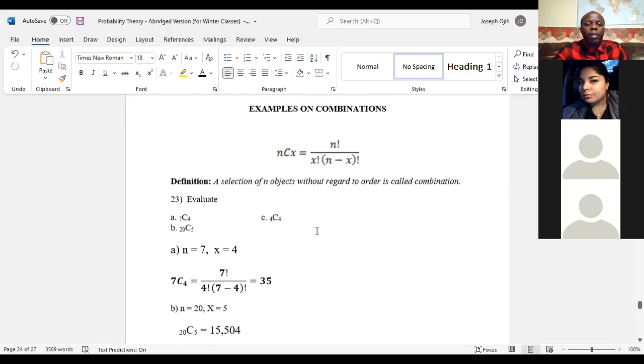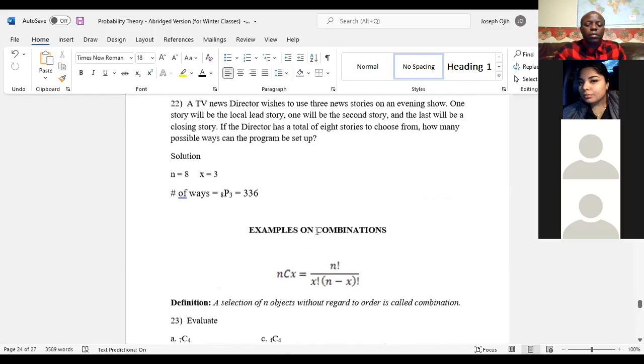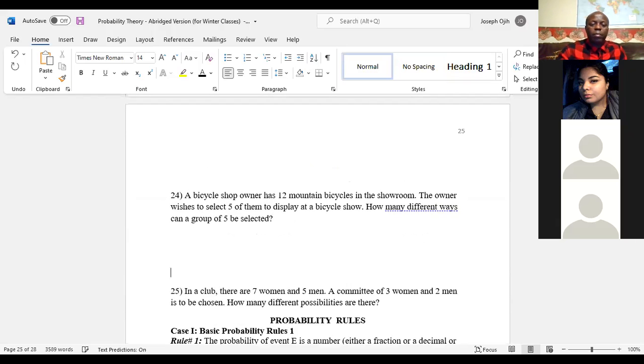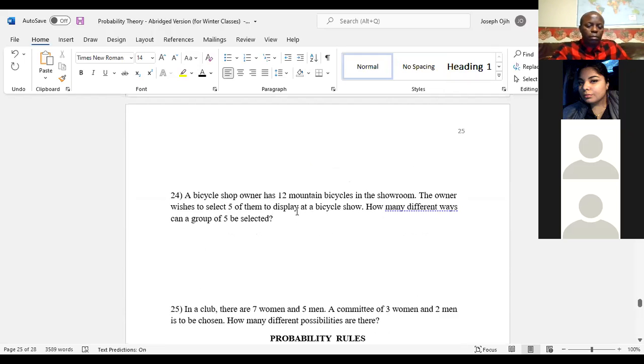A bicycle repairer has 12 mountain bikes in the showroom. The owner wishes to select 5 of them to display as a bicycle show. How many different ways? There's no specific order. So, solution.